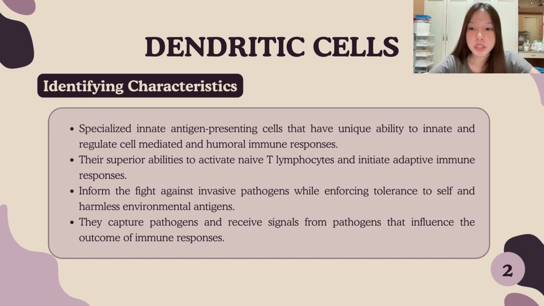In balancing immune response and tolerance, dendritic cells help the immune system distinguish between harmful pathogens and harmless substances, ensuring appropriate immune responses while preventing attacks on self or harmless environmental antigens. And in pathogen interaction and signal reception, dendritic cells capture pathogens and receive signals from them, influencing the direction and effectiveness of the immune response.